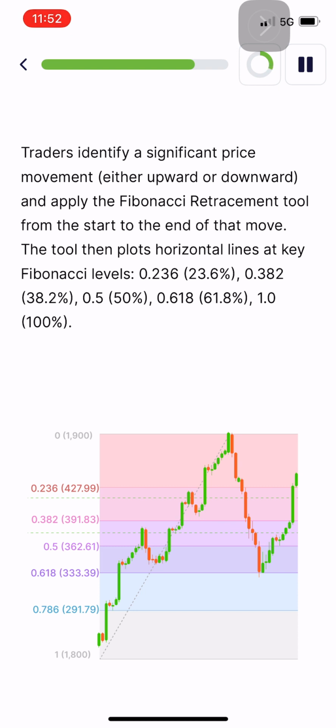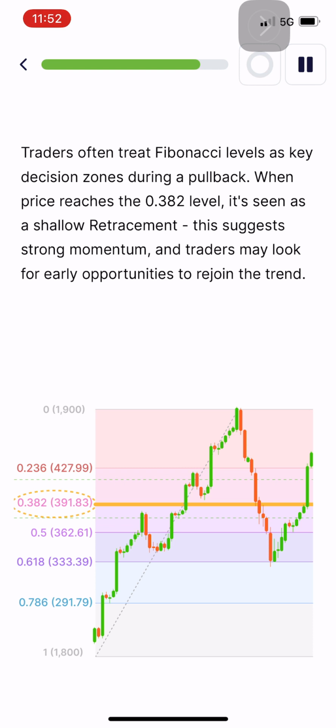The tool then plots horizontal lines at key Fibonacci levels, 0.236 or 23.6%, 0.382 or 38.2%, 0.5 or 50%, 0.618 or 61.8%, 1.0 or 100%.